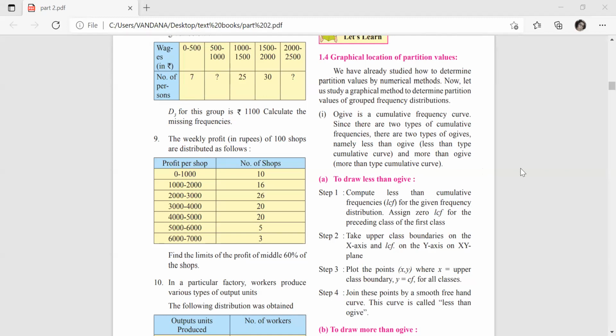If we are talking about the middle 60%, then what about the extreme values? 40% is the extreme values.